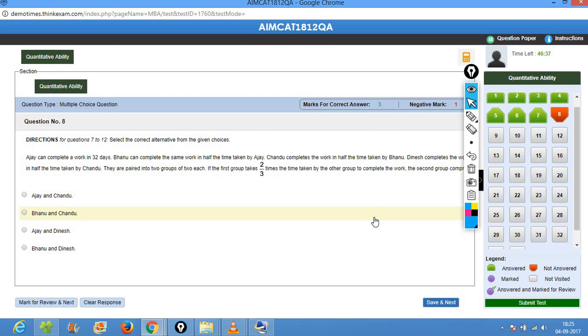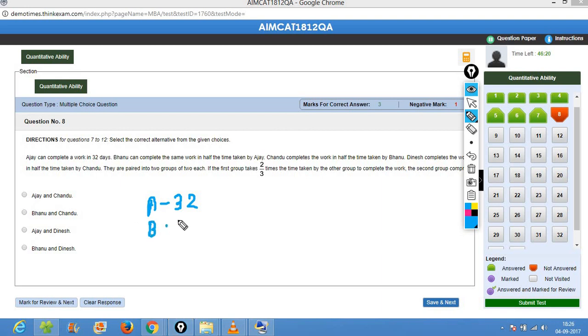Next one, Ajay Chandu. So, A can complete a work in 32 days. Let me write 32 days. B can complete the same work in 16 days, C in 8 and D in 4.